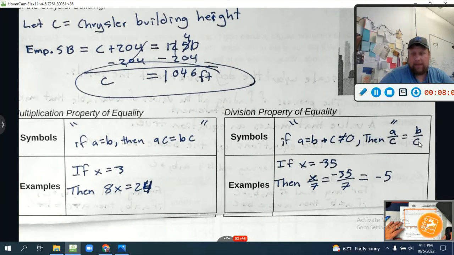equals B over C. So dividing by the same number is the same. Now, why do I have to say does not equal 0? Because in math, you can have 0 on the numerator, but you cannot have 0 on the denominator. It's a hole in math. It doesn't work. The world implodes. We all blow up. All right.